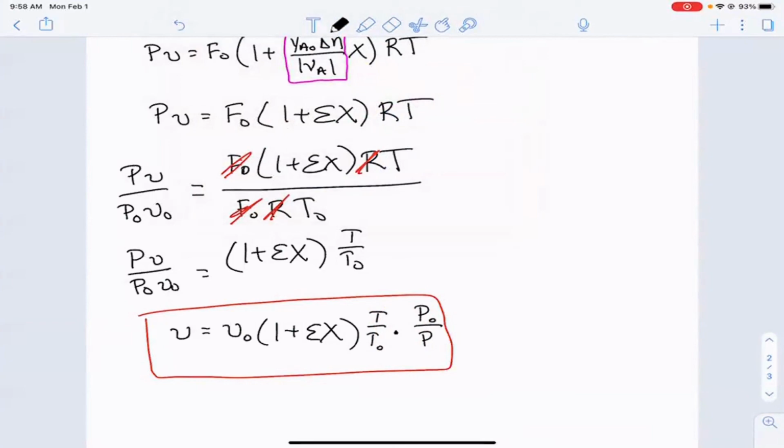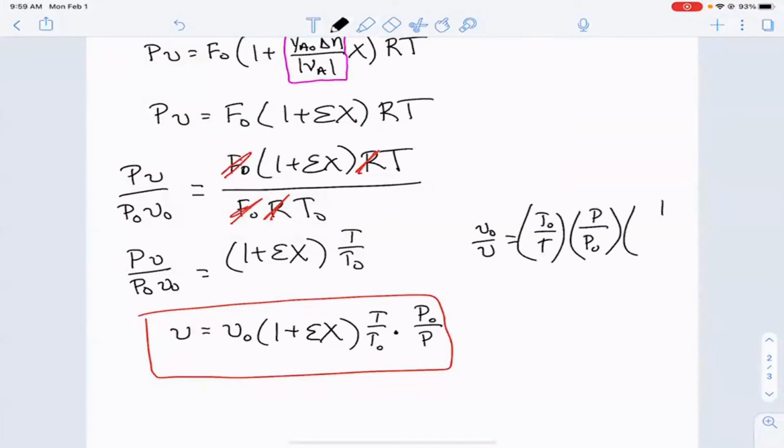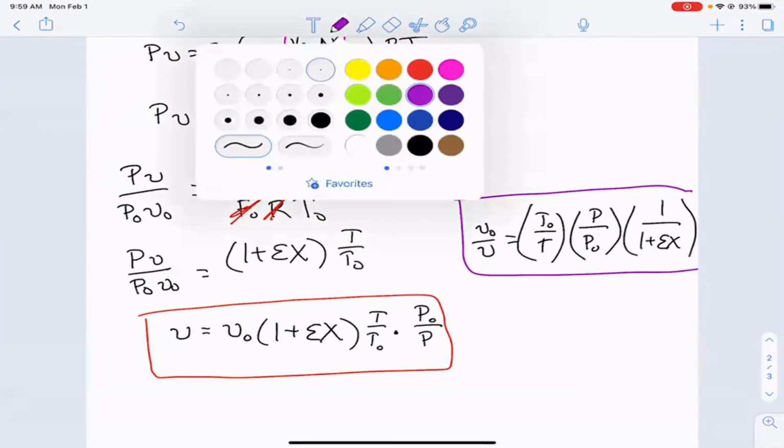Another way that it's helpful to rearrange this equation is not just to be explicit in the final volumetric flow rate, but to think about what the ratio is between the initial and the final volumetric flow rate. So to get V0 over V, we're also going to use this quite a bit. And if you just rearrange that equation for V0 over V, you get that that's equal to T0 over T times P over P0 times 1 over 1 plus epsilon x. Okay, so that's the second version of this equation that we are going to use this semester.